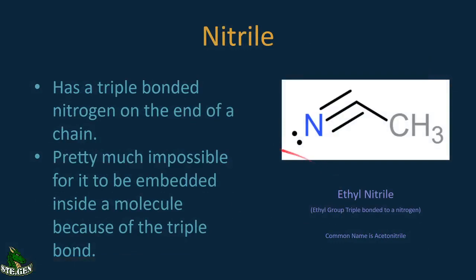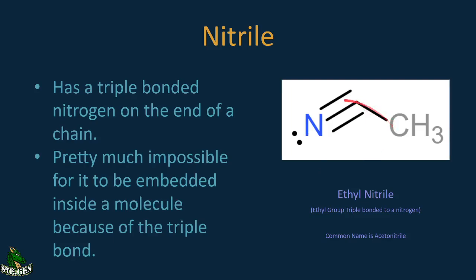And then finally, this is a nitrile. I said that double bonded nitrogens were still considered amines, but if it is a triple bonded nitrogen, that implies that it's at the end of a carbon chain, and that means it is a nitrile. They're pretty much impossible to be embedded inside of a molecule. They'll have to either be poking off the side or at the edge of the molecule you're talking about.